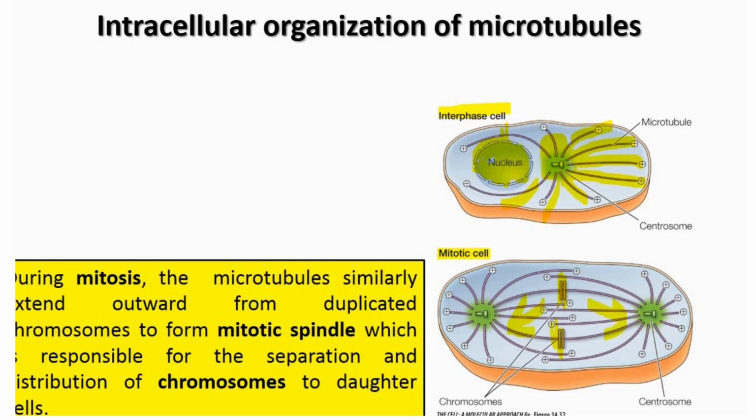The microtubules project outward from the duplicated chromosomes to form the mitotic spindle. This mitotic spindle is responsible for the separation and distribution of chromosomes to daughter cells. So these are the spindles which break down and form two different entities. That is possible only by the mitotic spindle, which is responsible for the separation and distribution of chromosomes to daughter cells. Let's recapitulate. We have the centrosome towards the center in an undivided or interphase cell. Now the spindle fiber has stretched. The mitotic spindle has brought about the separation of the chromosomes to individual daughter cells.